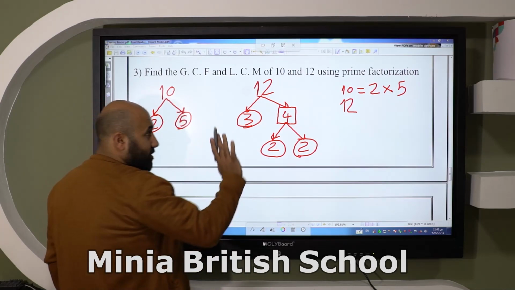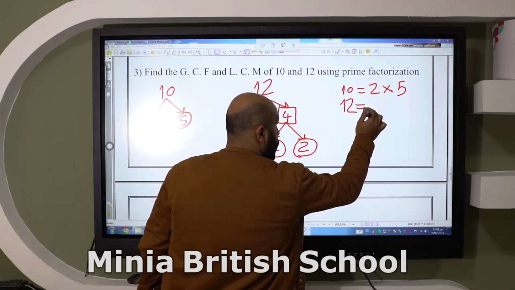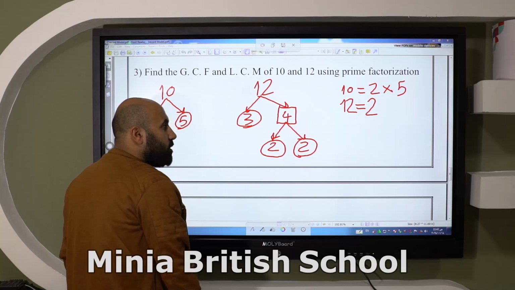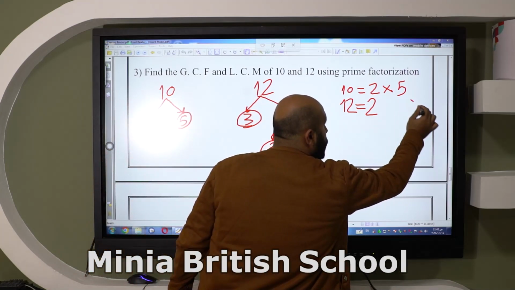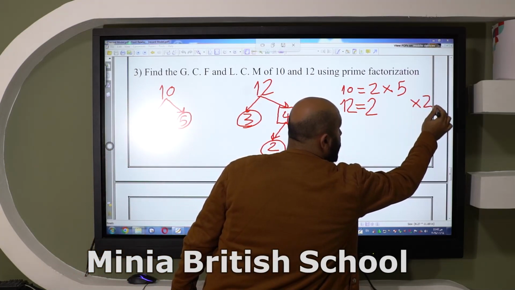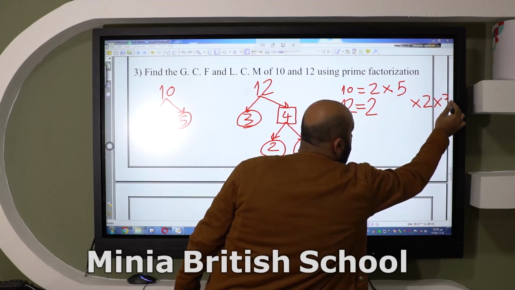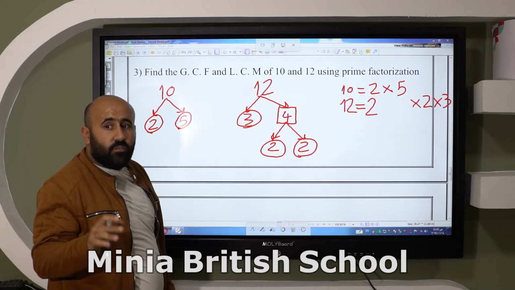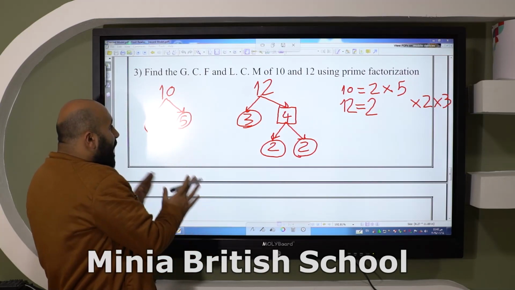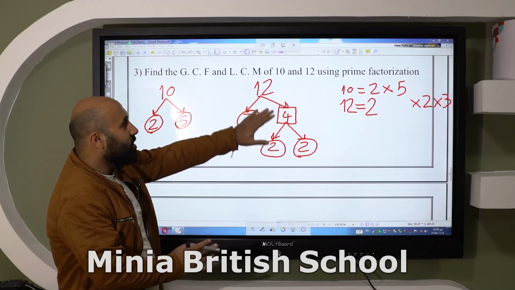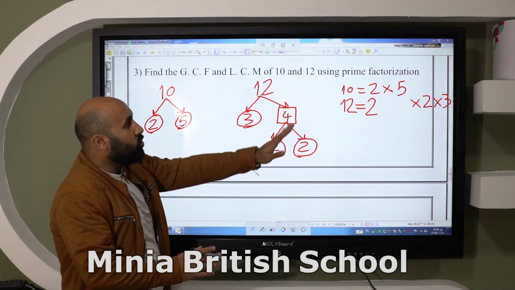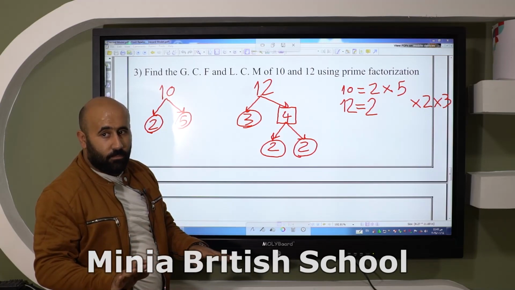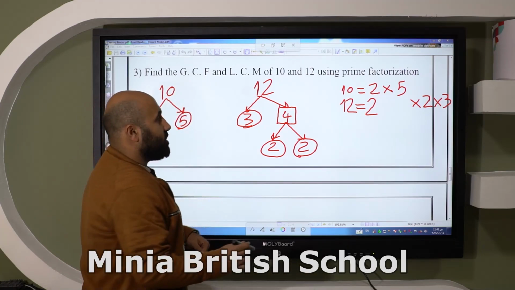How will I write it? Be careful. I will write 2 under its similar, and then write 2 times 3. Why didn't I write underneath the 5? Because simply I don't have a 5 in the prime factorization, so I left the place under the 5 empty without any numbers. Let's move to the GCF.